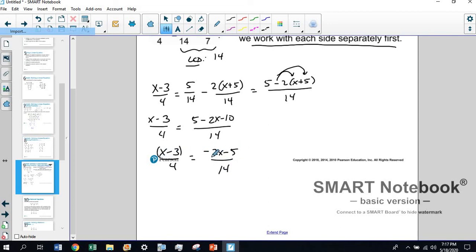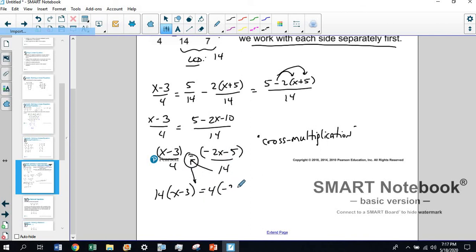So what do I do now? What I do now is I do what's known as cross multiplication. Remember that cross multiplication is not actually a thing. It is a shortcut, right? So what you're really doing is you're multiplying both sides by 14 and both sides by 4 at the same time. But if I do cross multiplication, that tells me that 14 gets multiplied by the x minus 3. The equals is still here. The 4 gets multiplied by the negative 2x minus 5, that direction. And now we distribute and simplify.